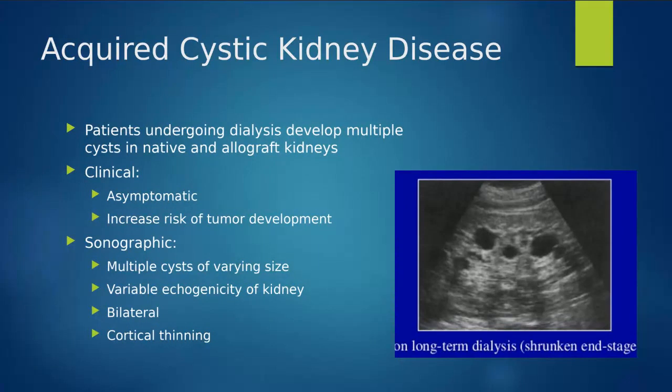and it's really unfortunate. Clinically, the patient will be asymptomatic, but they will be at an increased risk of tumor development. I don't think that's necessarily from the cysts themselves. I think that's more from the dialysis process. On ultrasound, we will just see multiple cystic areas of varying size. It's not going to favor one kidney over the other. Like we said, it can occur in any and all kidneys.